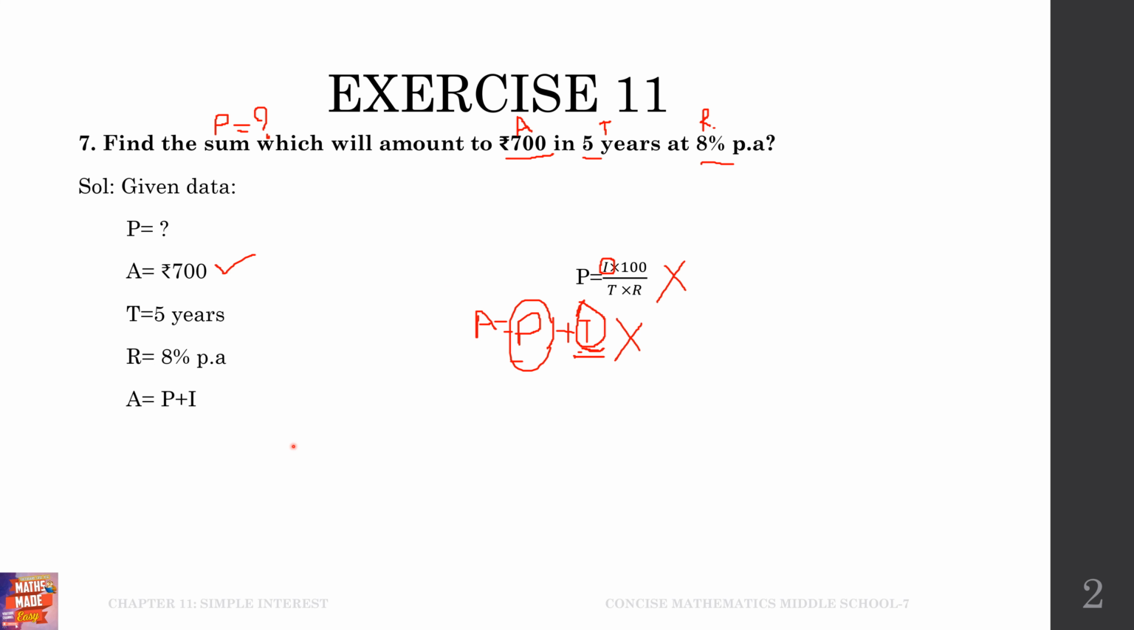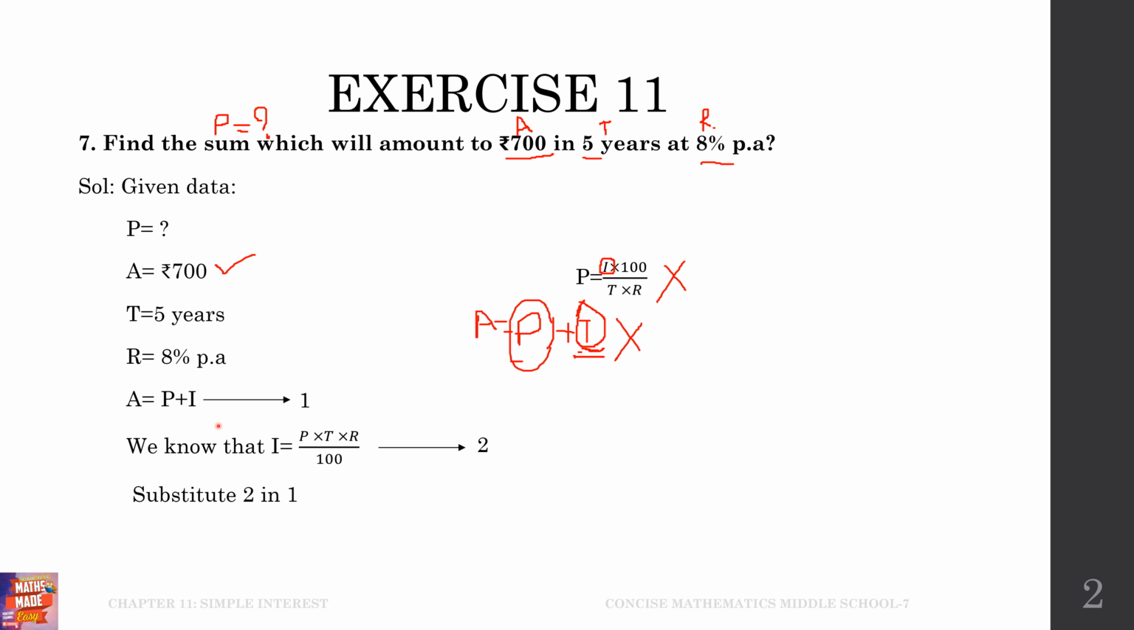Now since we cannot use these two formulas to find this principal, here is one more small method. A is equal to P plus I, we know this is the formula. And what is the interest formula children? You all know this. I is equal to P into T into R by 100, right? So we are going to consider this as the first equation and this as the second equation. Now if you substitute this value over here, you can easily get it, right?